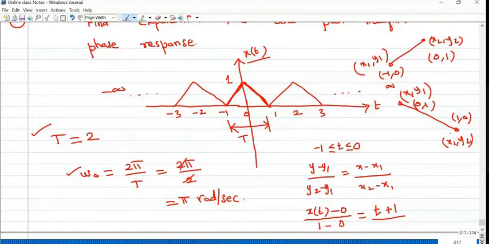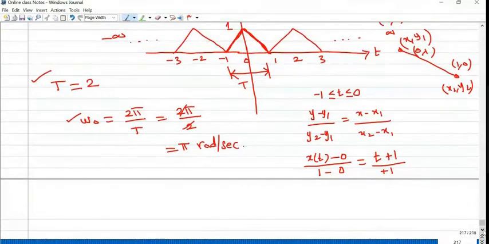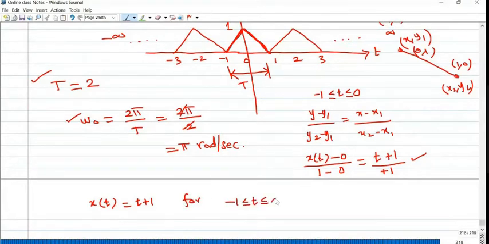What is the x2 value here? It is 0, so 0 minus of minus 1 gives you plus 1. Now it is clear that the expression is t plus 1. So from this equation, you write down the expression for x of t: x of t by 1 equals t plus 1 by 1. That is, x of t equals t plus 1 for t between -1 to 0.